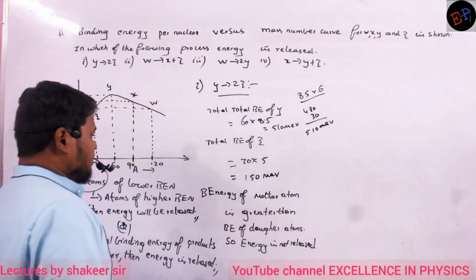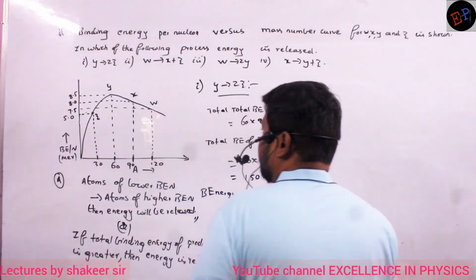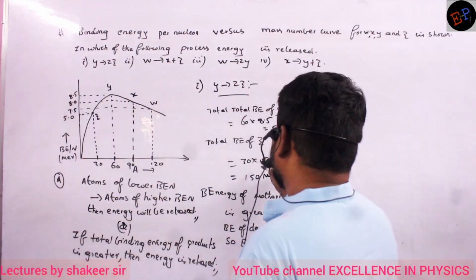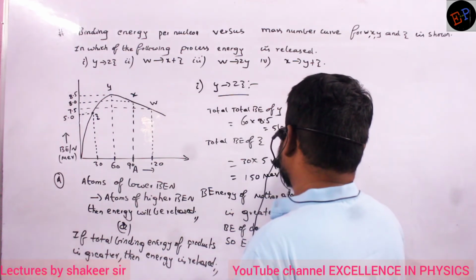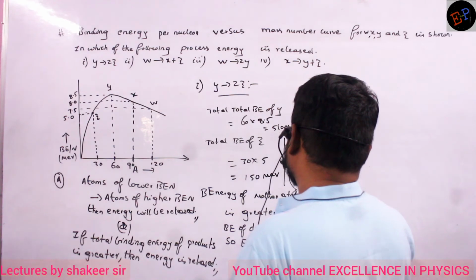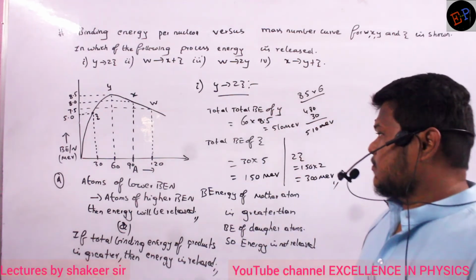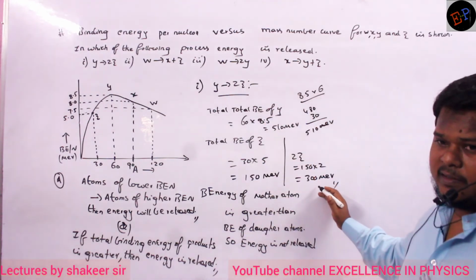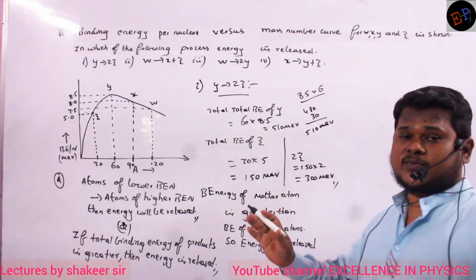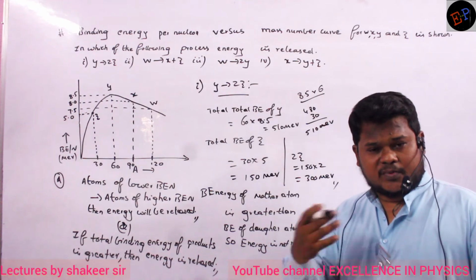Which one? 2Z is given. Very good. We have done only for 1Z. So for a single Z it is 150. For 2Z it is how much? 150 into 2, so it is 300 million electron volts. Are you able to understand? Even then it is 510 and 300. So 510 is greater than 300. So energy is not released in this process, but energy should be absorbed in this process.